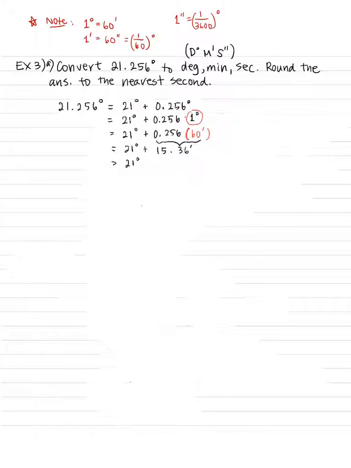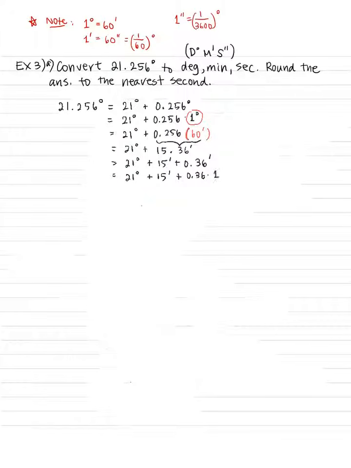21 degrees plus, this is the same thing, 15.36 minutes is the same thing as what? 15 minutes, and then plus 0.36 minutes. I hope you can see that okay. Now we're going to use that same trick as what we did earlier. So this is 21 degrees plus 15 minutes. Now 0.36 minutes is the same thing as what?